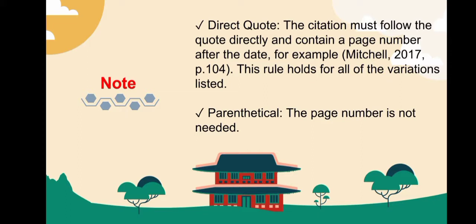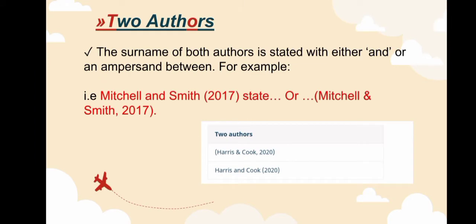This rule holds for all the variations listed. Parenthetical, the page number is not needed. Two authors: the surname of both authors is stated, with either an "and" or an ampersand between, for example, Mitchell and Smith (2017) state, or in brackets (Mitchell and Smith, 2017). Here we have two more examples: Harris and Cook (2020) and (Harris and Cook, 2020).